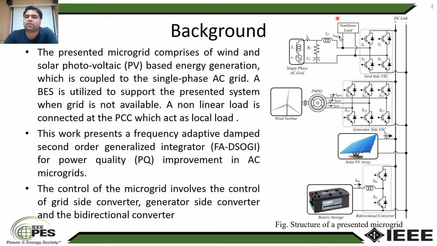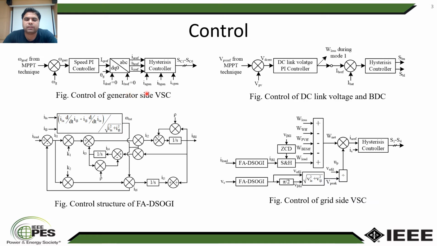Due to the presence of the non-linear load, the grid current gets distorted. In order to mitigate this issue, a frequency adaptive damped second order generalized integrator is utilized for power quality improvement, which makes the grid current sinusoidal. The presented system comprises three converters. These converters need to be controlled properly for proper operation of the presented system. This slide shows the control of the presented system.